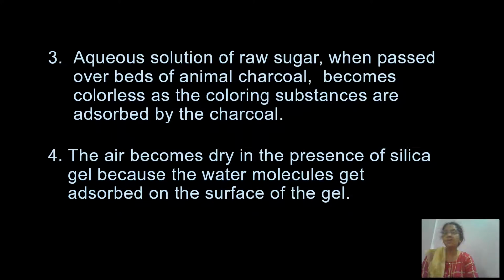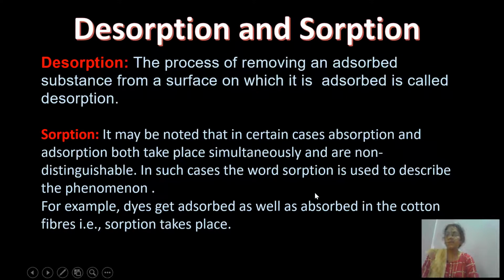Another example: raw sugar, when it is passed over animal charcoal, becomes colorless because the color is adsorbed by the activated charcoal. You also see that air becomes dry in the presence of silica gel because water molecules get adsorbed on the surface of the gel. These are the various examples of adsorption.